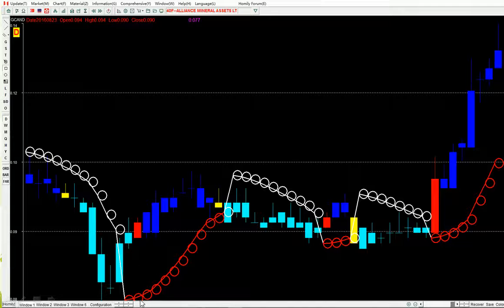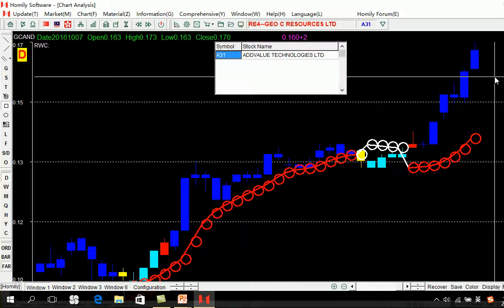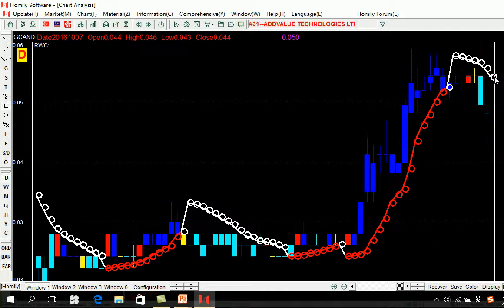Red, this one can buy or not? Here. Too far away, right? How about here? Yes, we can buy. Then if we buy, we keep it, earn some profit. Okay, so let's see some examples. Let's see this stock.